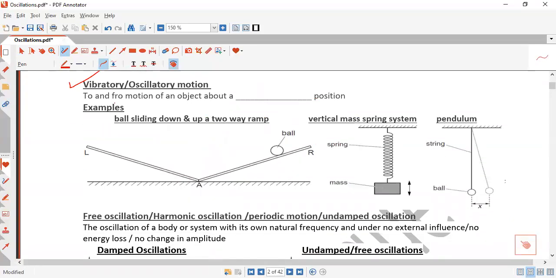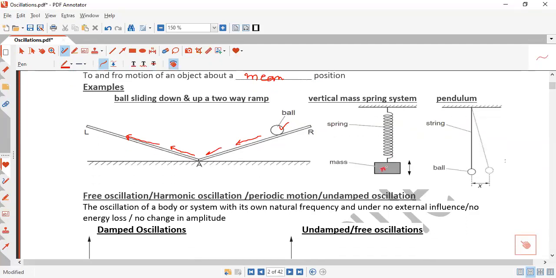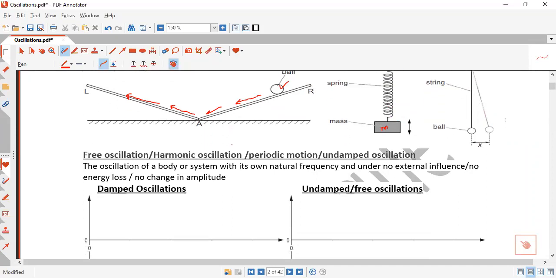It is to and fro motion of an object about a mean position or central position or equilibrium position, right? Okay, so the examples are like, let's say we have a ball here and it is sliding down a ramp, and then it is moving up the ramp and then it is coming back. Or the next example is like this. We have an object of mass m which starts vibrating connected to a spring, or we have a pendulum, right? So these are all the examples of oscillatory or vibrating motion.